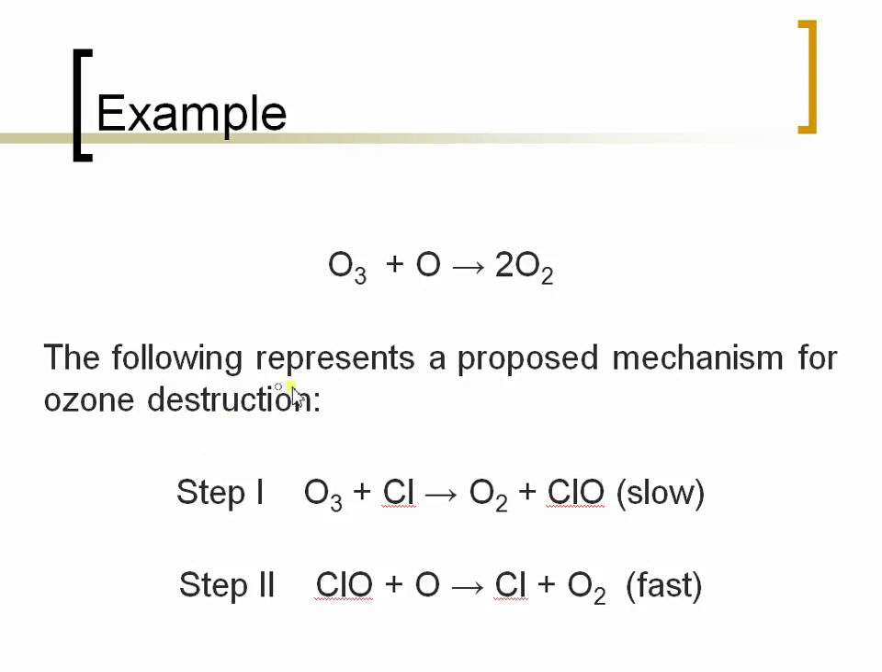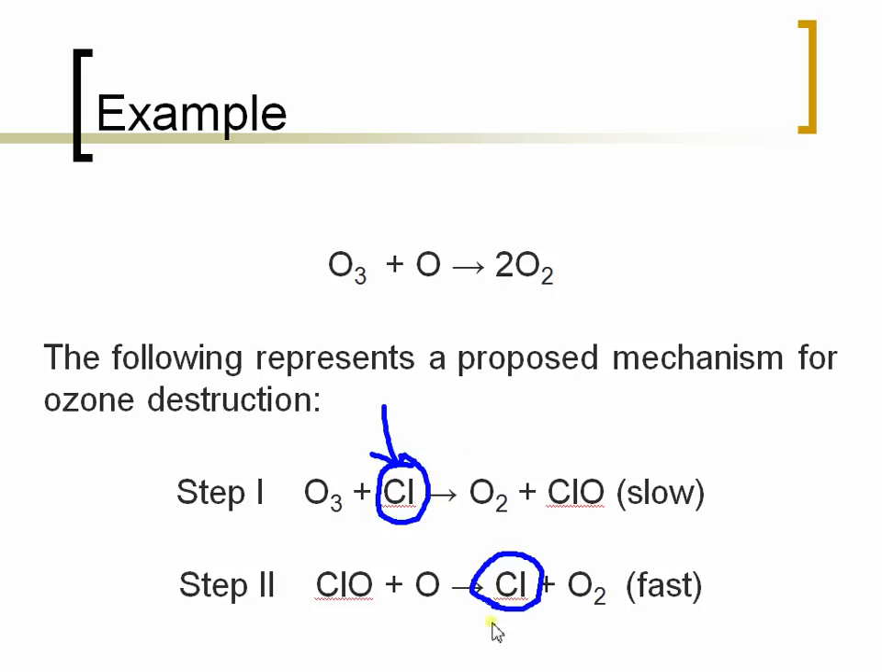Here we have a possible proposed mechanism for ozone destruction, and it happens in two steps. The first step is the slow step, the second step is the fast step. If you notice, O3 reacts with this chlorine radical. Now, where did this chlorine radical come from? That is your catalyst. It's consumed in a reaction, and it's always going to be on the reactant side in step one. And in the end, it eventually turns into the product.